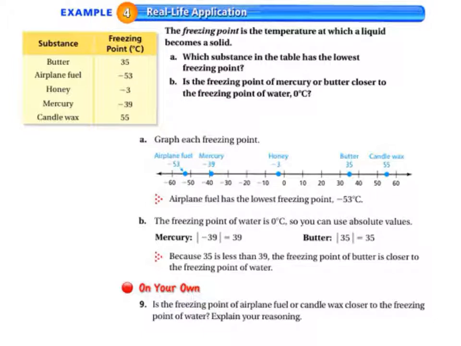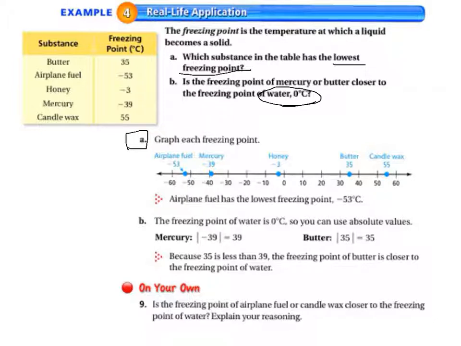Now on page 5, we're taking a look at our real-life application. The freezing point is the temperature at which a liquid becomes a solid. Letter A asks which substance in the table has the lowest freezing point. So we're looking for the lowest freezing point. Letter B asks: is the freezing point of mercury or butter closer to the freezing point of water, which is 0 degrees? So let's follow their lead here. For letter A, it says graph each freezing point.